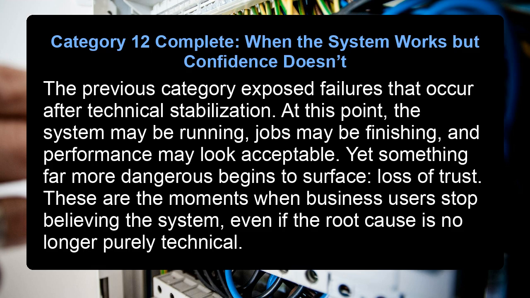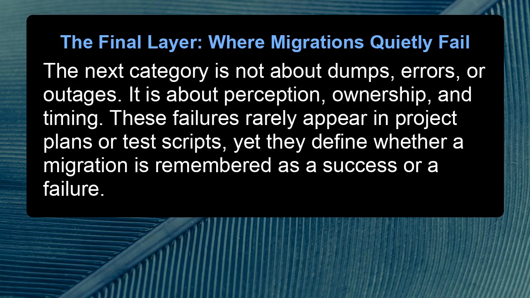Category 12 complete. When the system works but confidence doesn't. The previous category exposed failures that occur after technical stabilization. At this point, the system may be running, jobs may be finishing, and performance may look acceptable. Yet something far more dangerous begins to surface: loss of trust. These are the moments when business users stop believing the system, even if the root cause is no longer purely technical. The final layer, where migrations quietly fail.